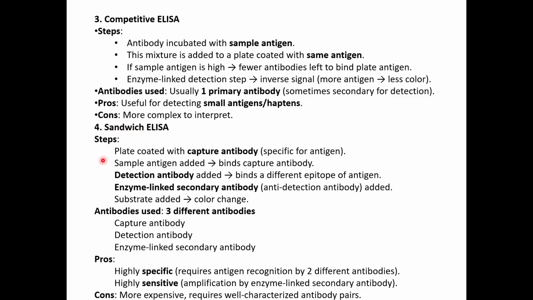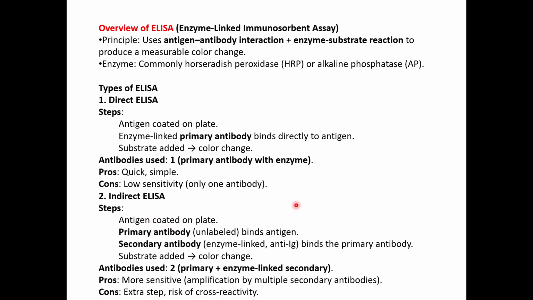Then sandwich ELISA. So sandwich ELISA, as the name suggests, you have antigen, antibody, then your secondary. So you have your plate that is coated with the capture antibody specific to your antigen. Then you have your sample antigen, which binds to the antibody on the plate. Now you have detection antibody. So it is added, and it binds to a different epitope on the same antigen. So here in indirect ELISA, you first have antigen, then you have primary, then you have secondary. So the order of binding is antigen, primary antibody, secondary antibody.